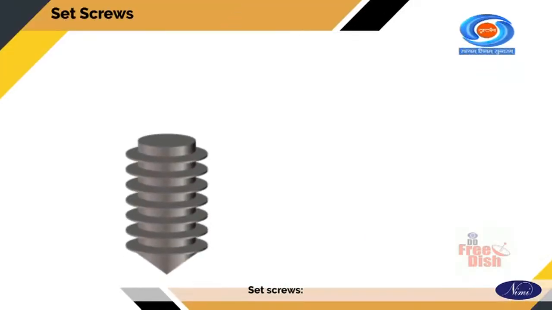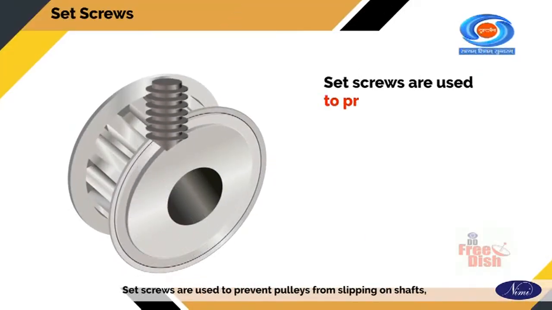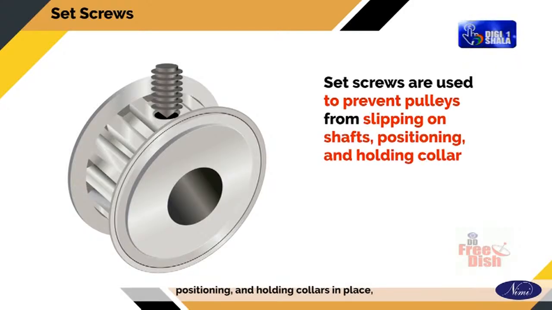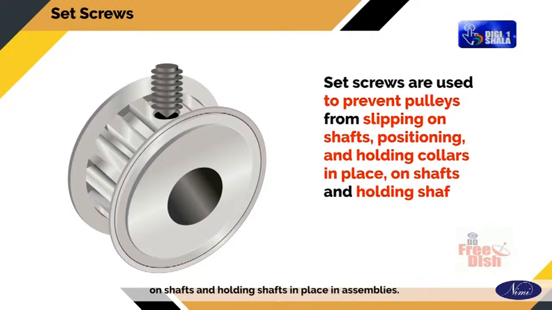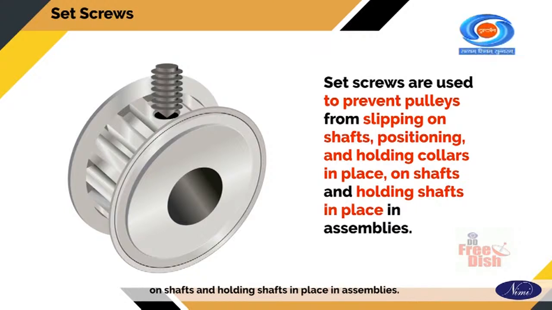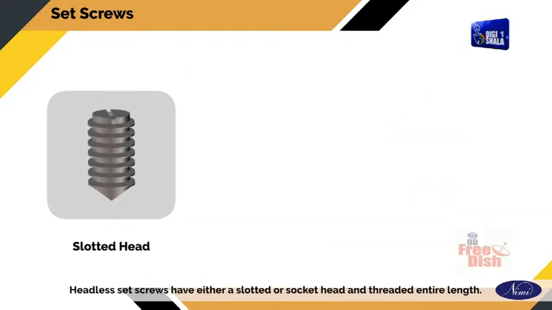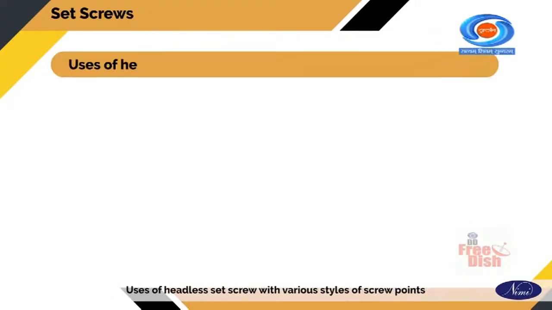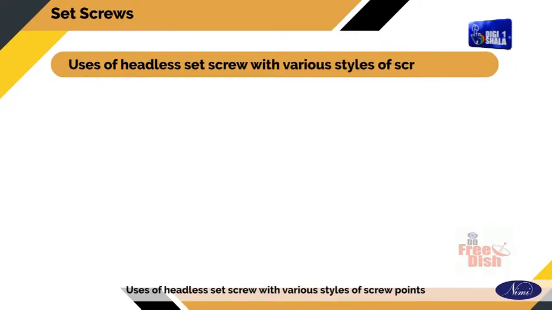Set screws. Set screws are used to prevent pulleys from slipping on shafts, positioning and holding collars in place on shafts and holding shafts in place in assemblies. Headless set screws have either a slotted or socket head and are threaded the entire length. Uses of headless set screw with various styles of screw points.